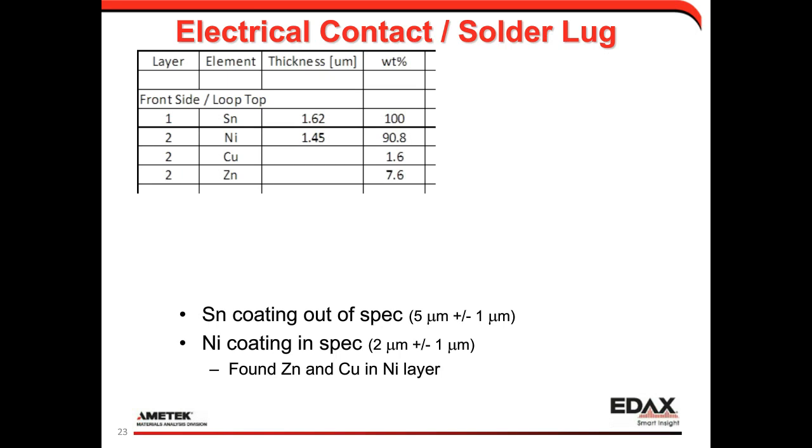You can also see in the far column on the right there what the composition of that nickel layer is, and there is significant amounts of copper and zinc in it. Were those meant to be there, or were they impurities? I really don't know.